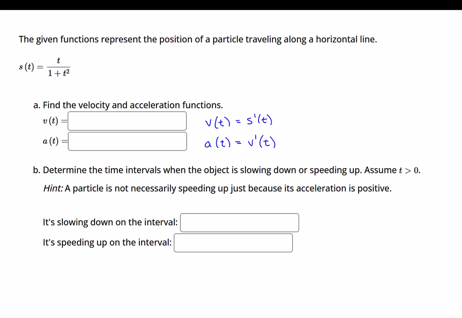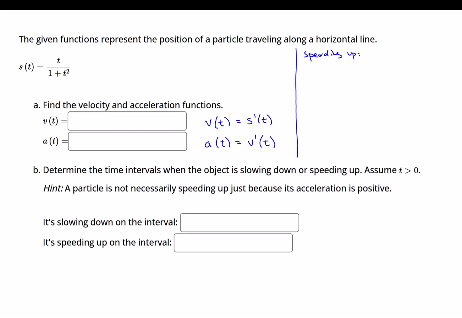Next, we need to determine the time intervals when the object is slowing down or speeding up, assuming t is greater than 0. And there's a hint here saying that the particle is not necessarily speeding up just because its acceleration is positive. So what's happening here is an object is speeding up whenever the sign of the velocity and the acceleration functions are the same.